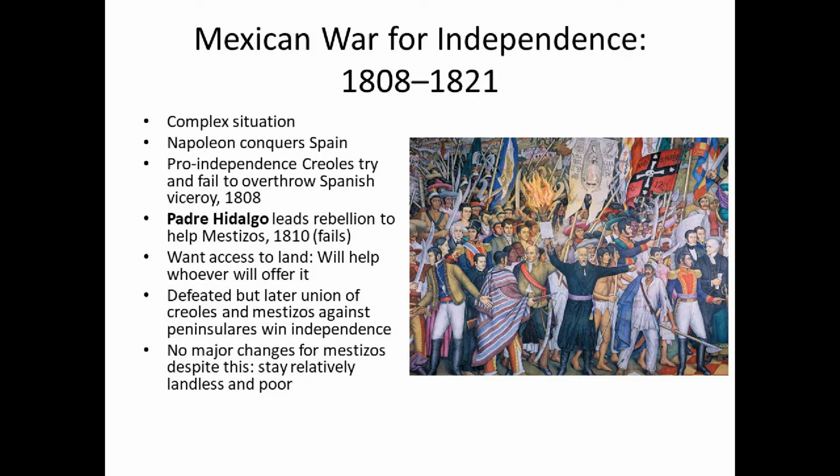So they will try and overthrow the Spanish viceroy, that is essentially the governor of Mexico, the Spanish Peninsulare who's in charge of Mexico, whose loyalty is primarily to Spain. They will try and overthrow him in 1808, but will fail. So you've got Creoles trying to overthrow a Peninsulare, the viceroy of Mexico, so that they can become independent. That fails. However, a couple years later, a man that we refer to as Padre Hidalgo.